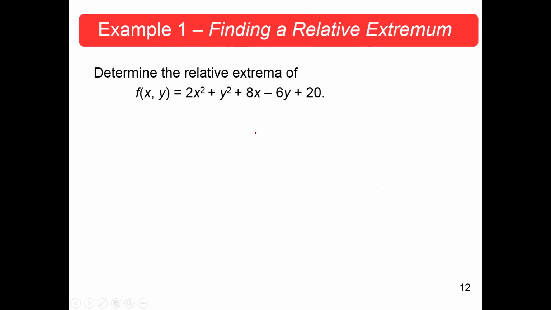Okay. So let's start with the next question, example 1. Finding relative extrema. Determine the relative extrema of this function f of x, y equals 2x squared plus y squared plus 8x minus 6y plus 20. Notice that we didn't say x, y has to be in a certain region, right? So x, y could be R times R, any real number times any real number, which is an open region.